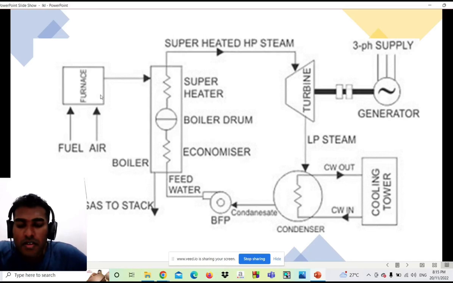So here is the coal power production, and this is the diagram of the coal power plant. This is how it works. This is the furnace, where fuel and air get in, and then it goes to the superheater, boiler drum, and economizer. This one is a boiler, and then the superheated HP steam turbine. The turbine generates the current, and it goes to the generator, which distributes the current by three-phase supply as usual. And here we have the cooling tower and condenser.